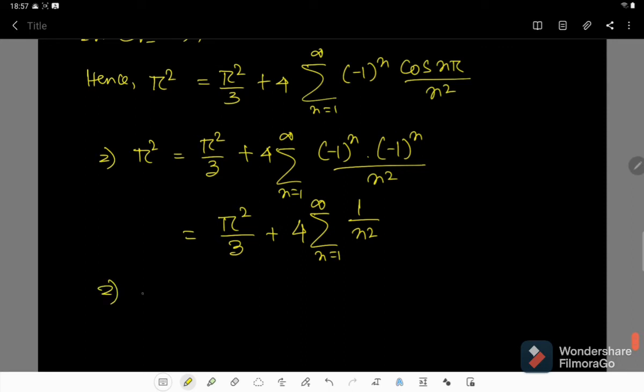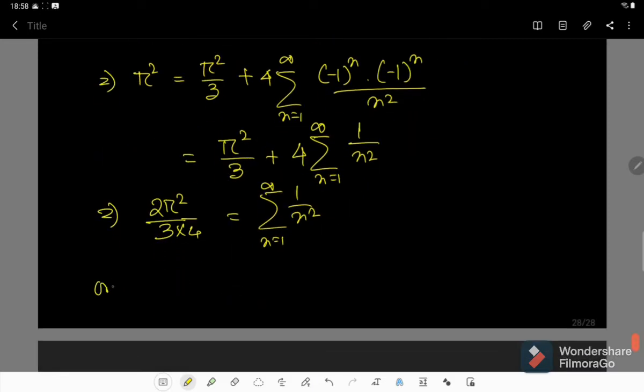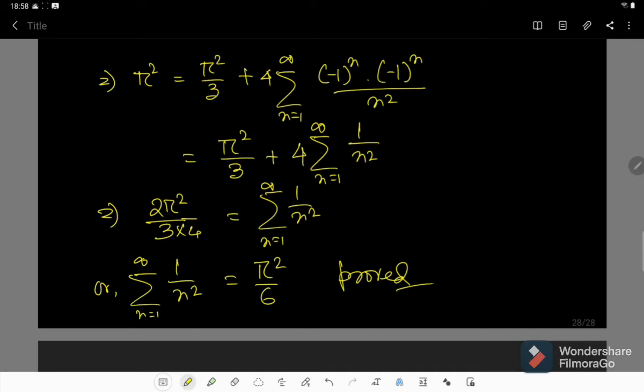Right, or pi square minus pi square by 3, that would be 2 pi square by 3 times 4 is equal to sum of 1 by n square, or summation of 1 by n square is equal to pi square by 6. So we have proved this, we have verified this. So problem number 1 is done.